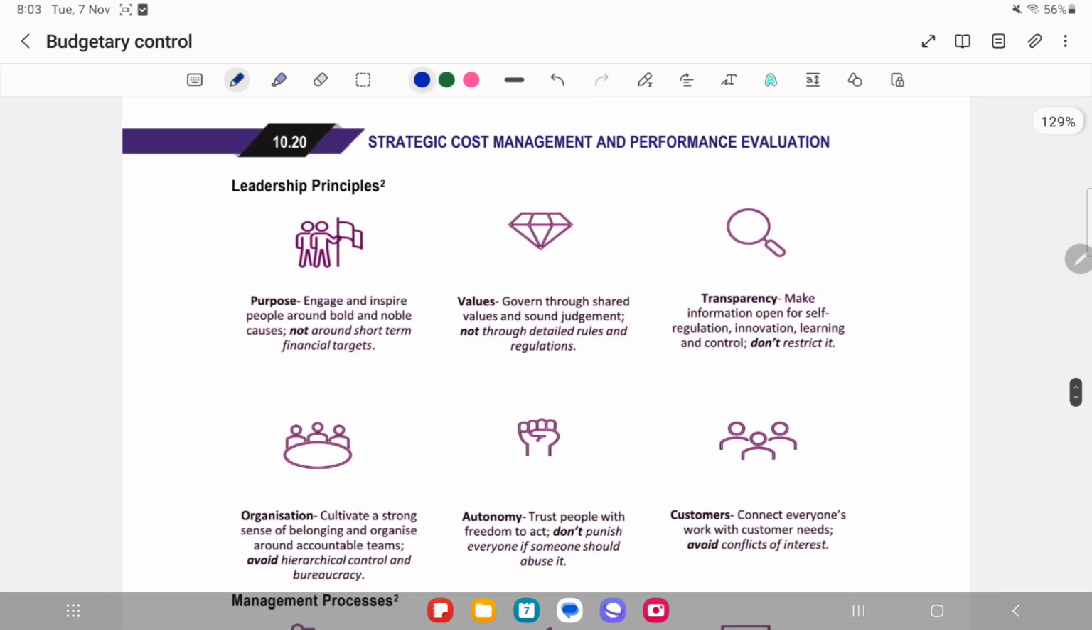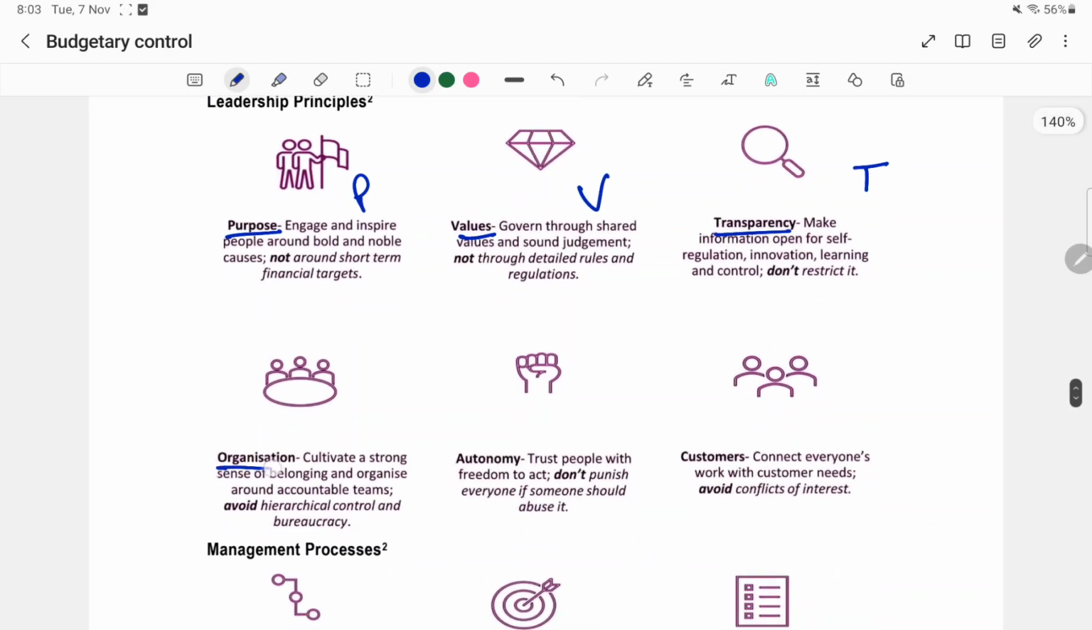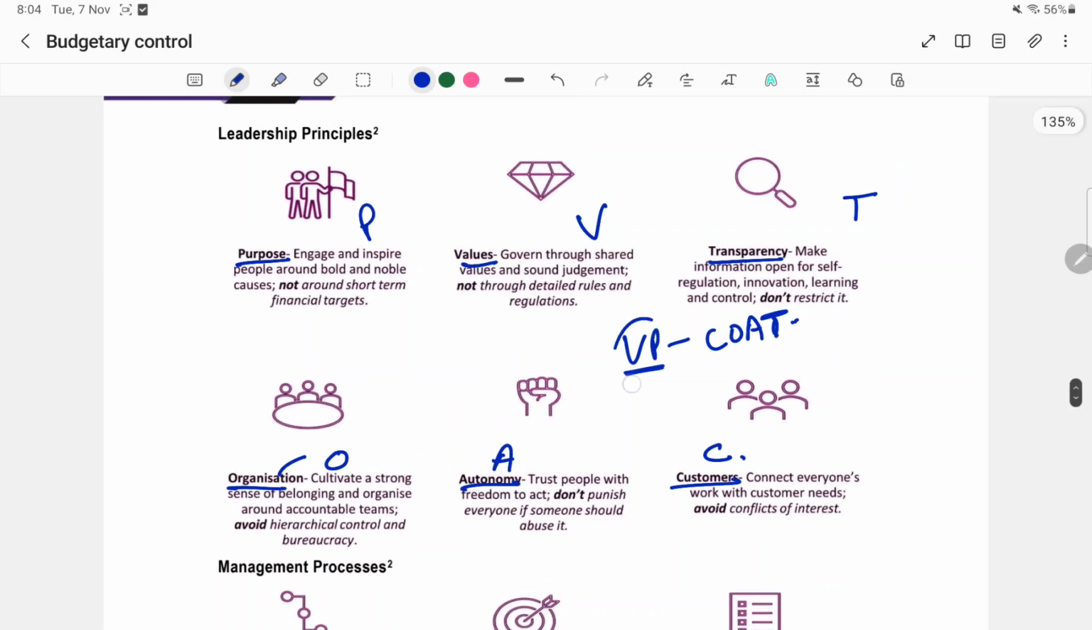So if we see the leadership processes, this can easily be learned using a memory trick. See, there is P for purpose, V for values, T for transparency, O for organization, A for autonomy, C for customers. So it is VP coat. How can you remember this memory trick for this question? Because VP, what is VP? Vice President. So Vice President can be related to a leader, because this is a post, this is your designation. So the leader will wear a coat.